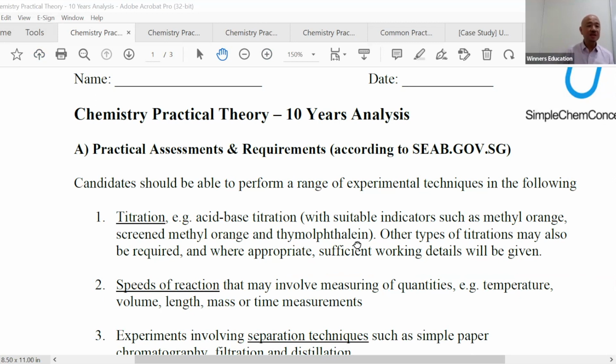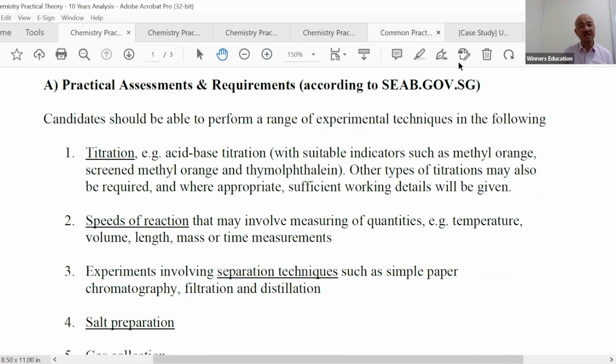Everyone should have seen this before. In case your teacher never printed it out or never showed it before, you've got to, because some schools teach extra, and the extra is, to me, not important. I need to know what I am being tested on, according to the Singapore Examination and Assessment Board, SEAB. So this is what I put up.